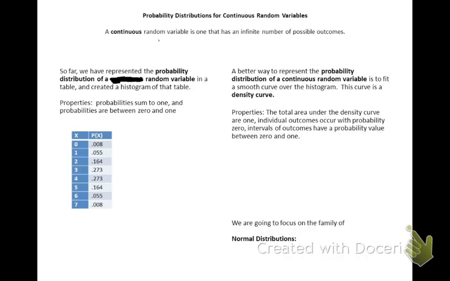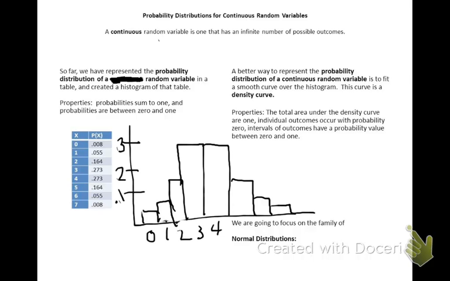A better way to represent the probability distribution for a continuous variable is to fit a smooth curve over the histogram. We call this curve a density curve. Let's create a histogram for this data. I've done my best to fit the histogram in the space that I have to work with. When we fit the density curve to it, it's going to run through the very middle of each of these points. The properties for this density curve match the properties for the probability distribution.